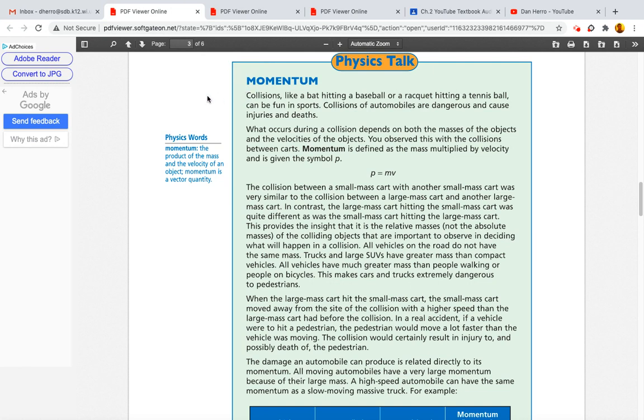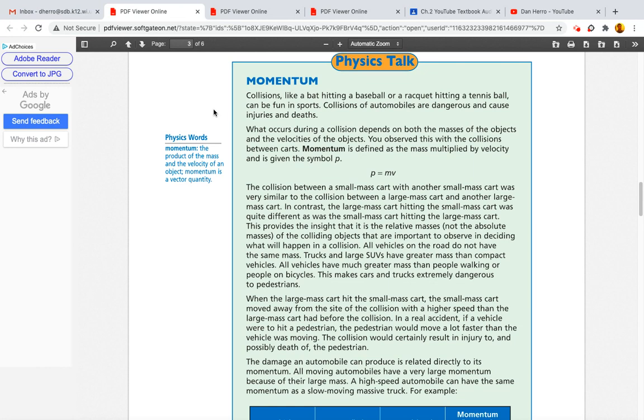Momentum. Collisions like a bat hitting a baseball or a racket hitting a tennis ball can be fun in sports. Collisions of automobiles are dangerous and can cause injuries and deaths. What occurs during a collision depends on both the masses of the objects and the velocities of the objects. You observe this with collisions between carts.